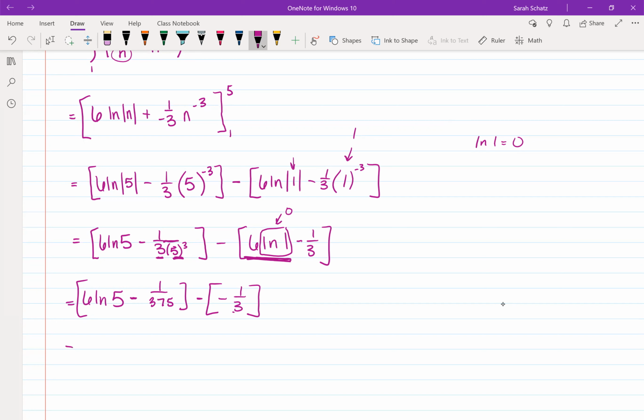So keeping it exact until I absolutely have to put it in my calculator. Let's see what we have here. So I have 6 natural log 5 minus 1 over 375. You guys, this minus minus makes this a plus 1/3.